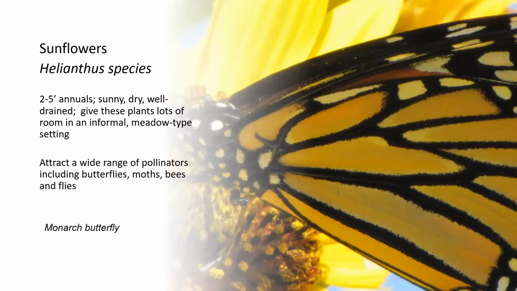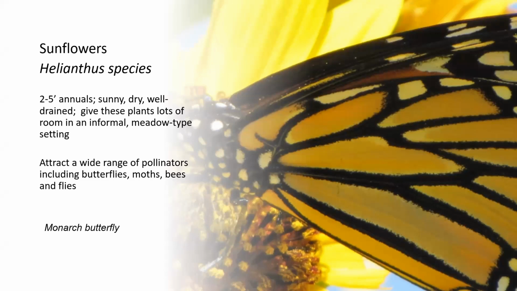Sunflowers: all sunflower species are native and are beneficial to pollinators, including butterflies, moths, bees, and flies. Depending on the species, it can grow anywhere from 2 to 5 feet tall. Not all sunflowers are annuals. There are several perennial ones, including the little sunflower and the Maximilian sunflower.